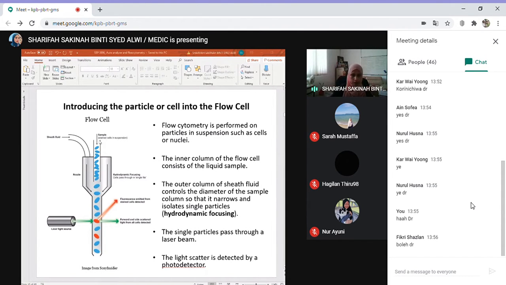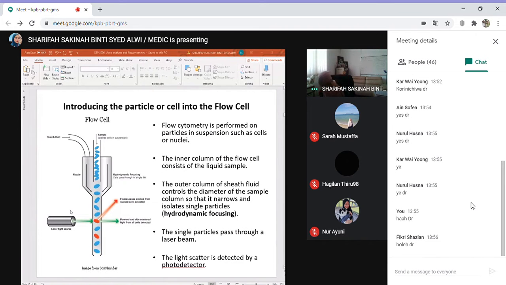Later they will be here. They will pass through here and then pass through the laser beam. If you look here, can you see? Cells pass through in a single form. They cannot be in a clump form. If they are in a clump form, for example like this, what would a clump form look like?